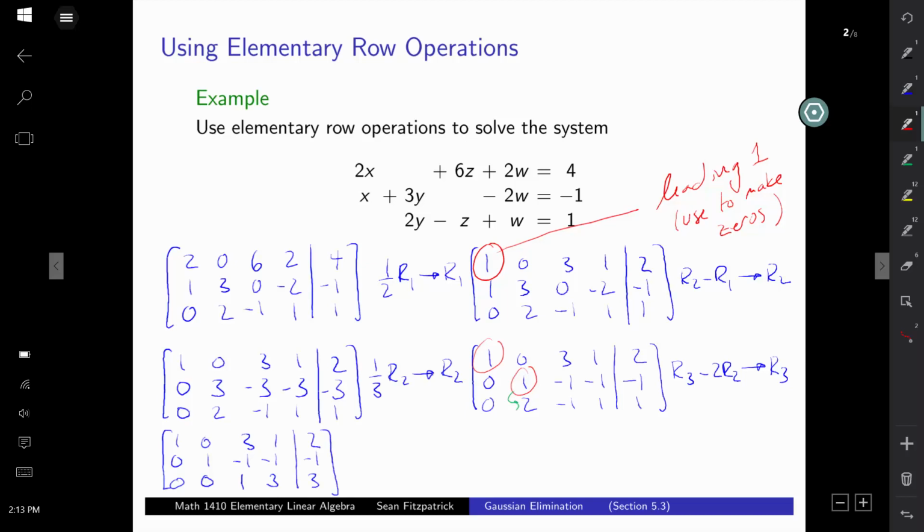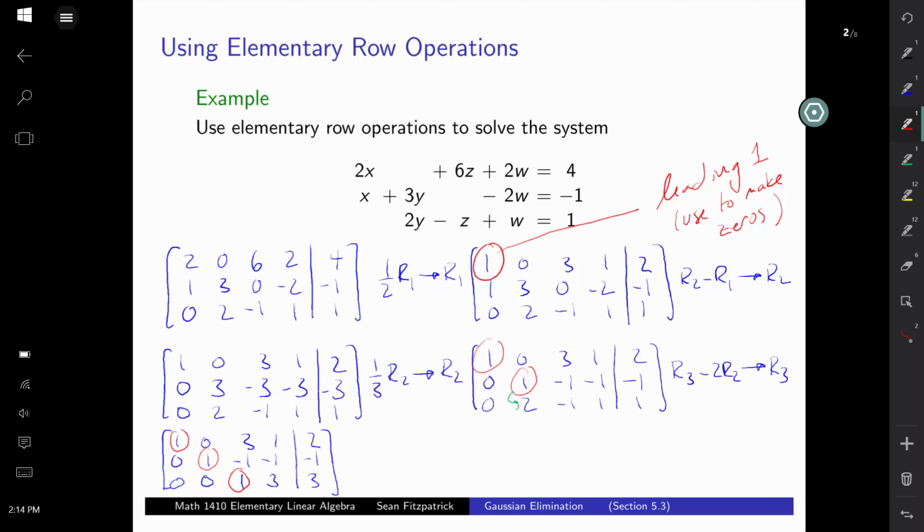And, oh, look, leading ones all the way down. That's the best we can do. As far as trying to create these leading ones, that's as far as we can go. There's nothing else I can do from this point to create further leading ones because I've run out of rows, right? The idea with this leading one, we'll define these in a bit, but basically the leading one should be the first non-zero entry in your row. Well, I've got leading ones in all 3 rows, so that's pretty much the best I can do.